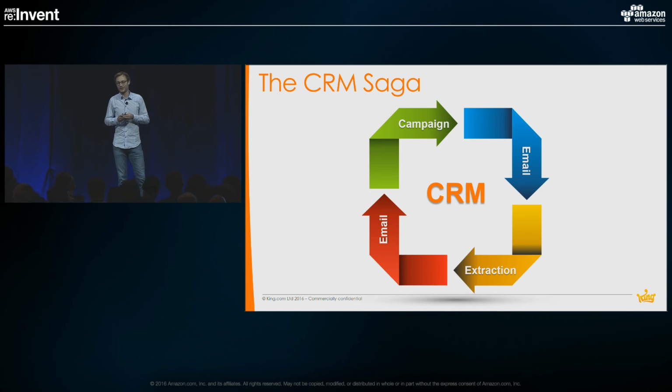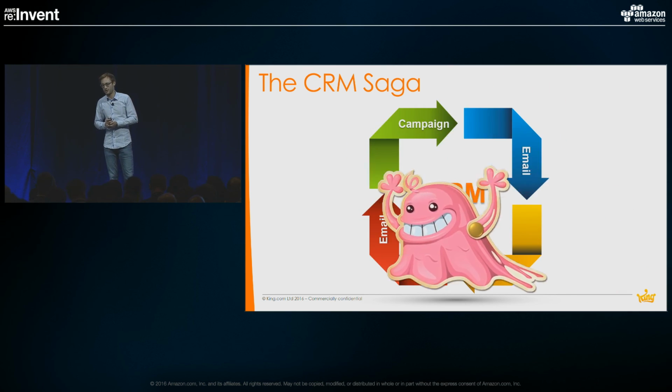The saga looked a little bit like this. A marketeer wanted to do a campaign. They thought about who they wanted to target and what they wanted to send out. They put that into an email. It went over to a data scientist, who did the extraction together with an engineer. Once they'd done that, they put it back into an email. It went back to the marketeer. The campaign was executed, and the cycle continued.